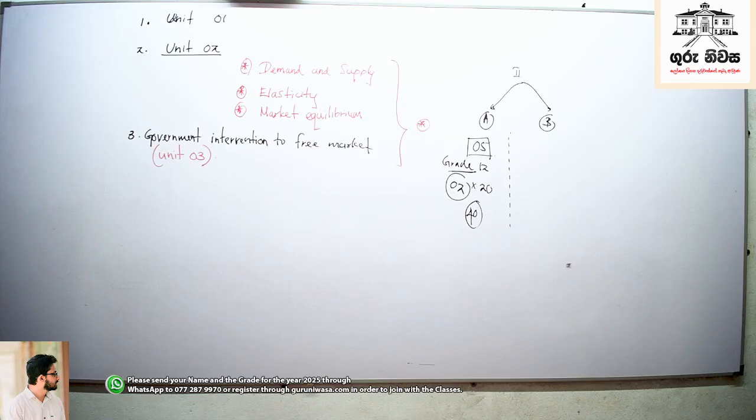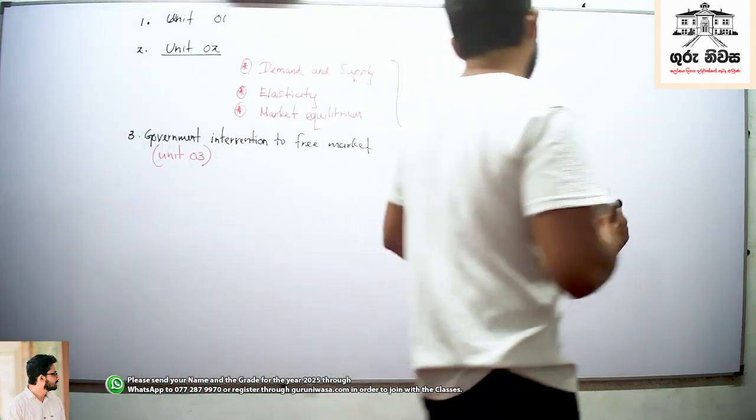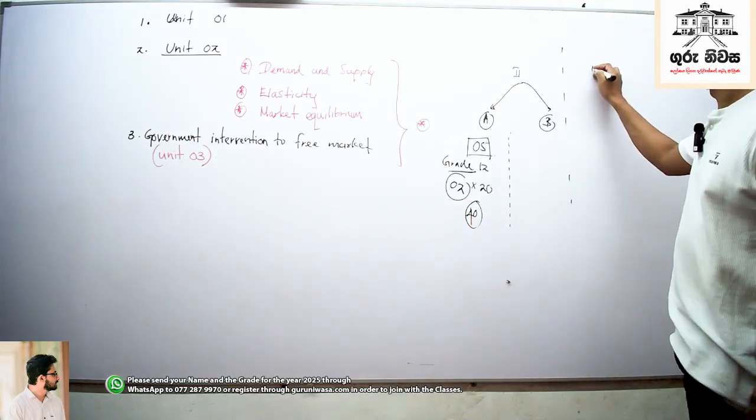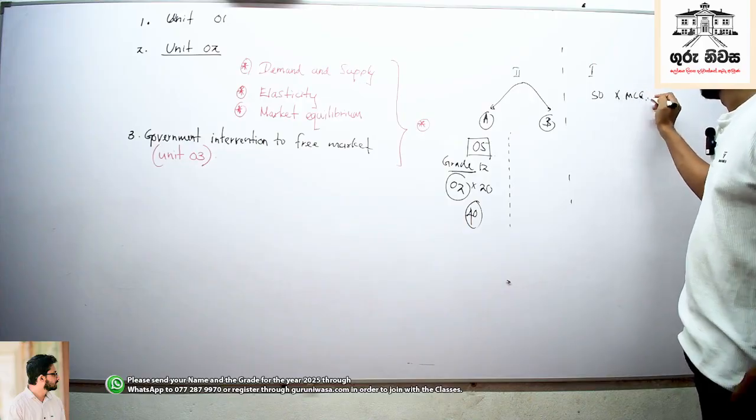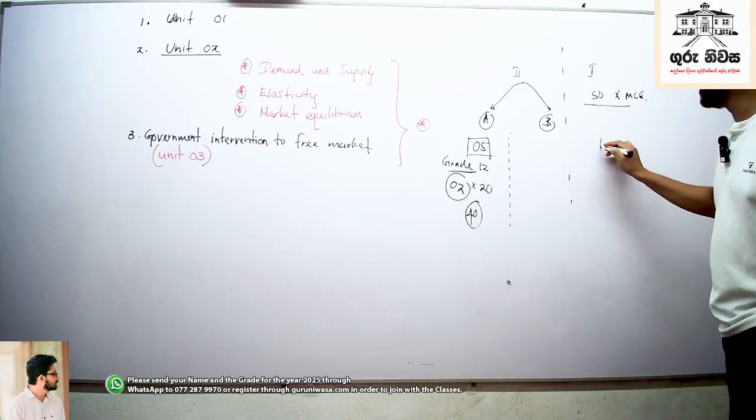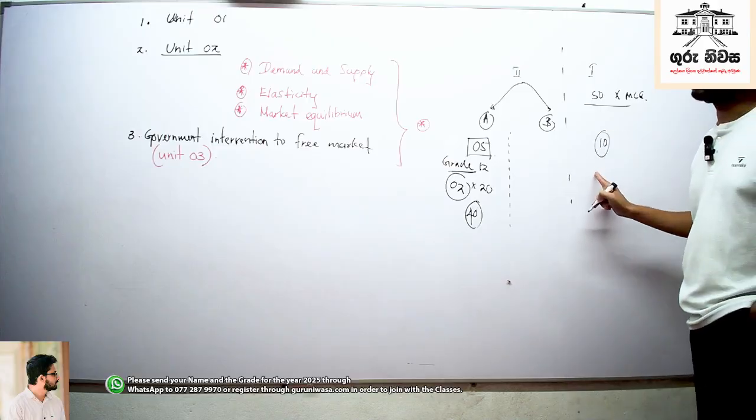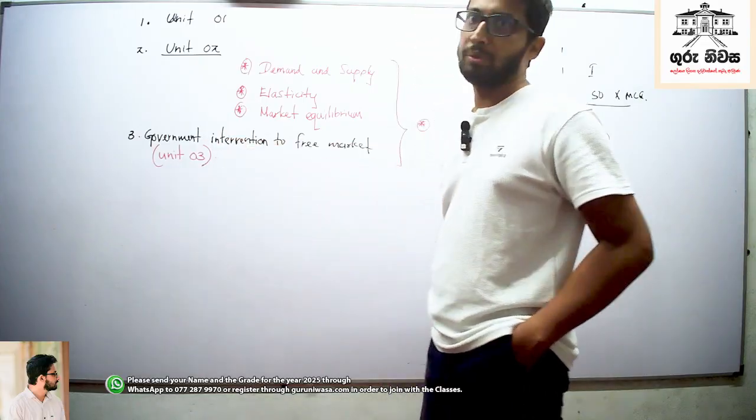Then when it comes to the first paper, the MCQs, normally 10 MCQs come from this lesson. There are 50 MCQs, and out of 50, normally 8 to 10 questions come from these 3 lessons, unit 3, unit 2 and unit 1.